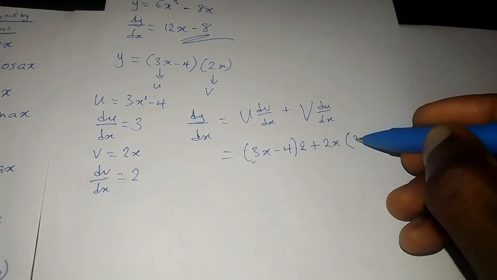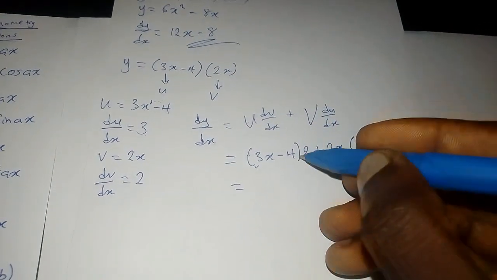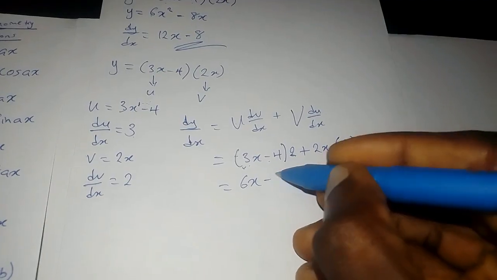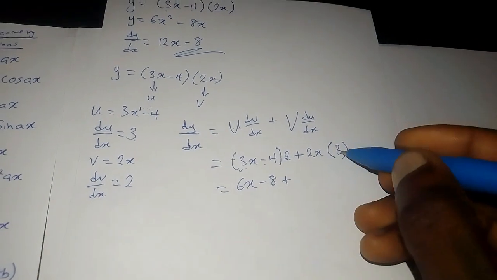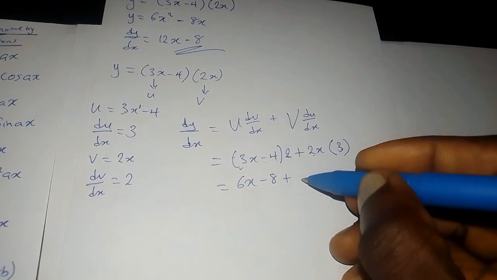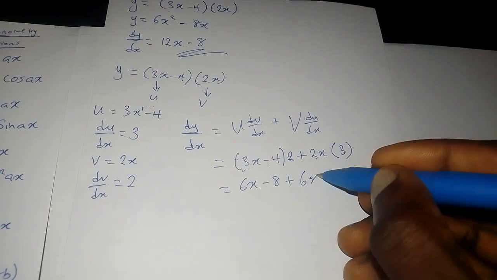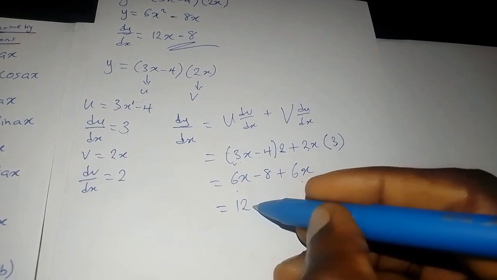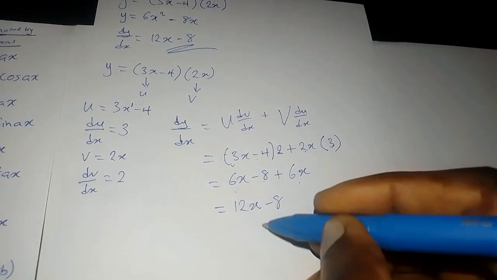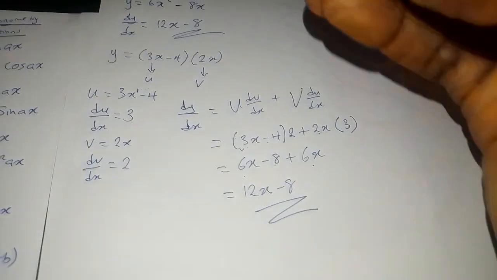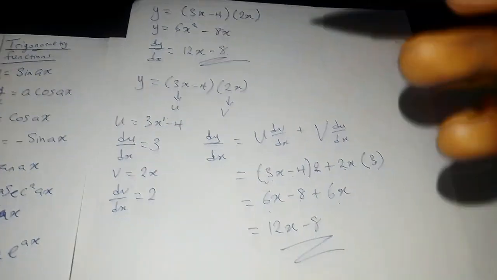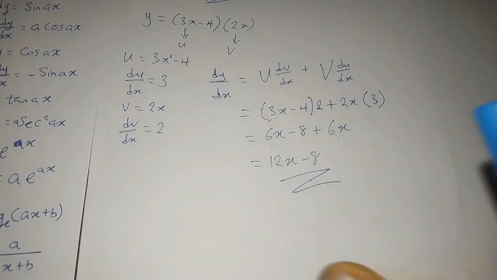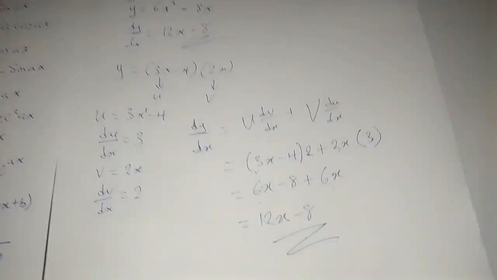du dx is 3. Finishing this, 2 times 3x is 6x, 2 times minus 4 is minus 8, plus 2x times 3, that's 6x. 6x plus 6x is 12x minus 8. Final answer for that, which is the same as what I got here, 12x minus 8. Which means in differentiation, what you just need is to understand the basics. Once you understand the basics, it will be easy for you to solve.